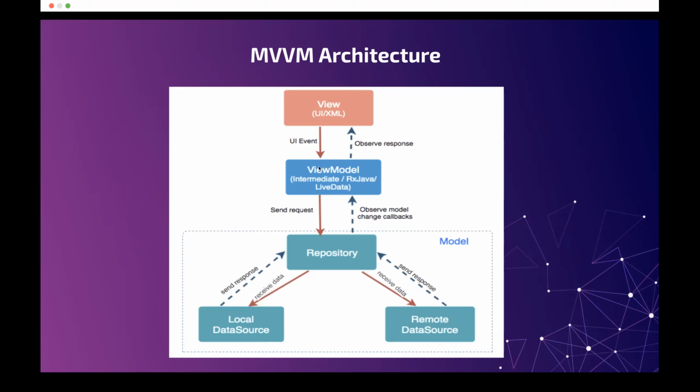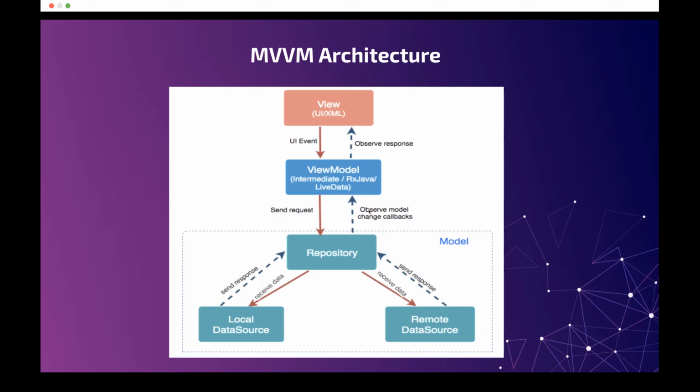If the view model wants to communicate with the model, yes, you can send a direct request to the model. That is acceptable. The repository is also the same. There can be more than one repository, as I mentioned, a local repository or a remote repository. Any data source that we are interacting with, whether local or remote, is a direct communication coming from the view model. But whenever we are sending back the data, what we have is an observer. So we send the response in an observable manner.